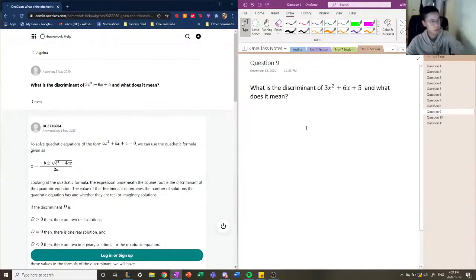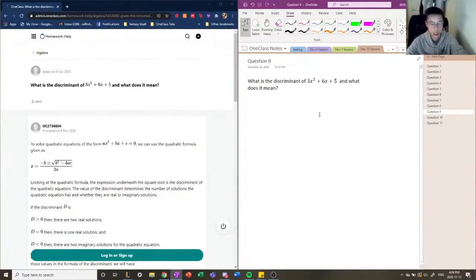All right, so the next question reads, what is the discriminant of 3x squared plus 6x plus 5, and what does it mean? So in previous lessons, I talked about what the quadratic formula is. It's basically a different method of finding the zeros of a quadratic equation or a quadratic function when you're unable to use factoring or grouping or any other technique. And so it finds the values of x which satisfy the quadratic equation through this formula. So negative b plus or minus square root of b squared minus 4ac divided by 2a.